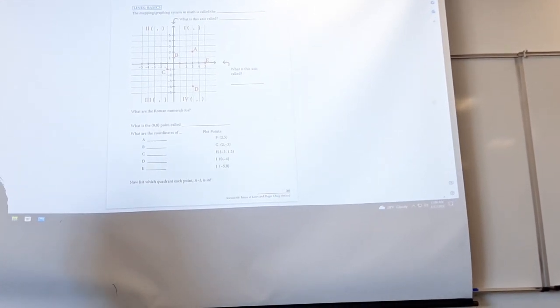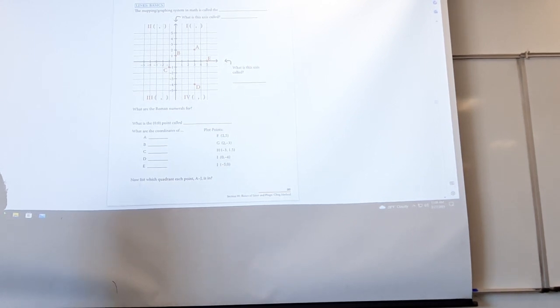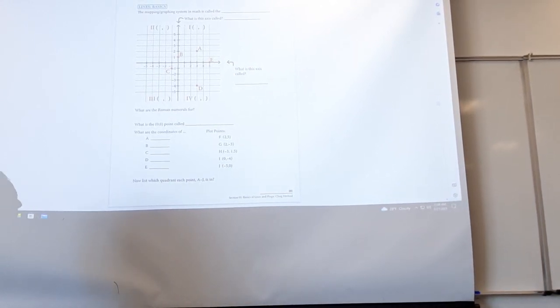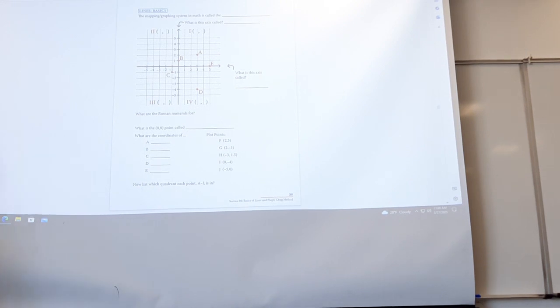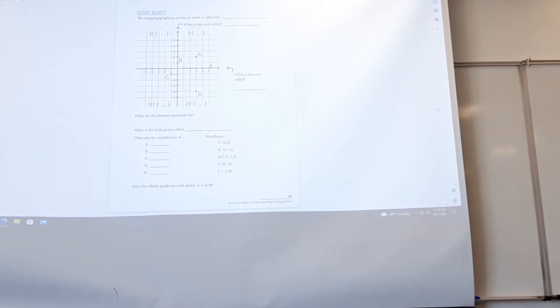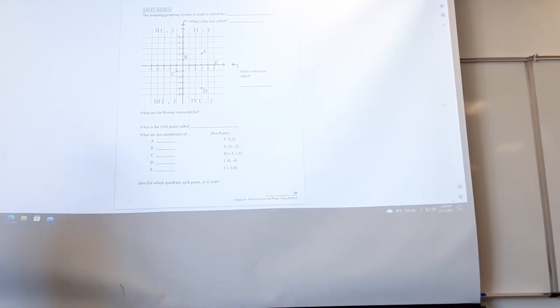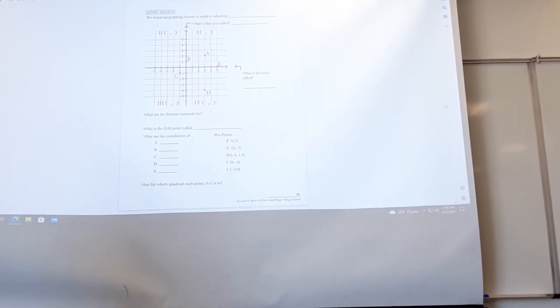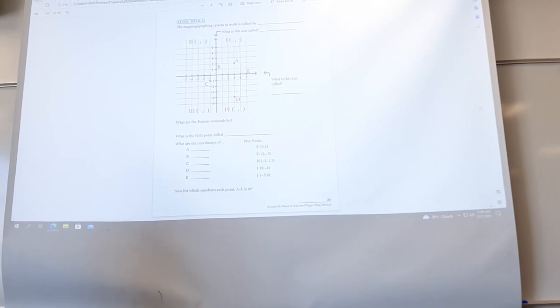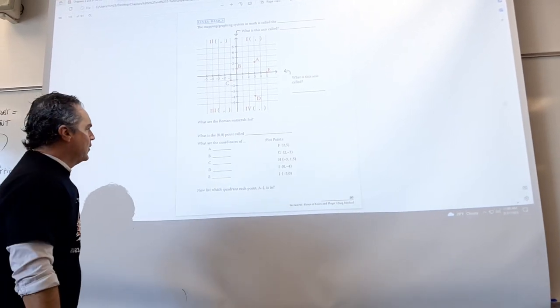What is the 0, 0 point called? Say it loud. Origin. Yeah, it's called the origin. If you don't know how to spell origin, O-R-I-G-I-N. Origin. Because your movement originates from there. We always start at 0, 0 when we're plotting and graphing things.